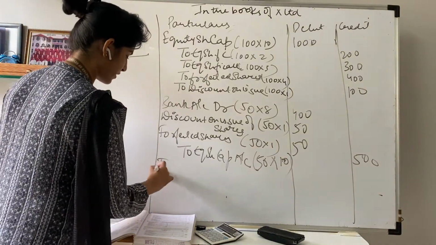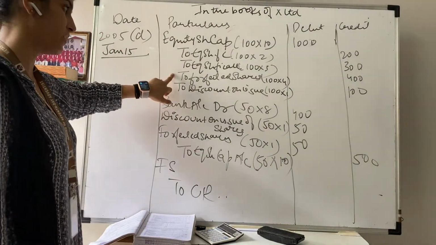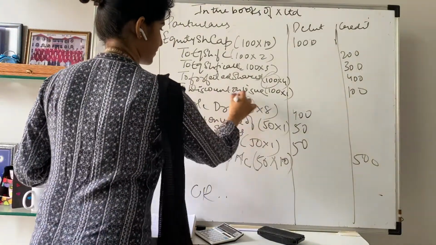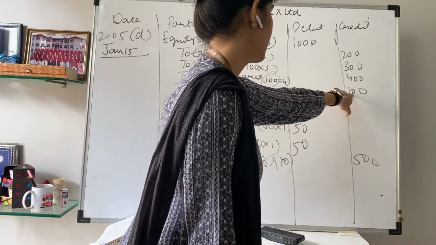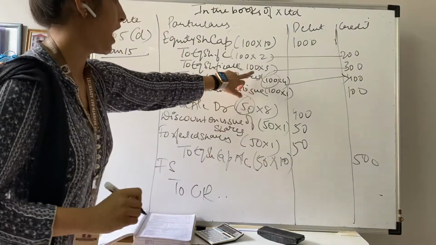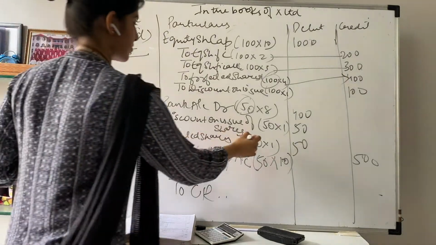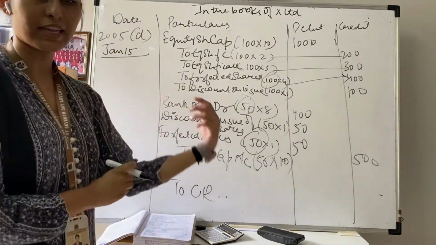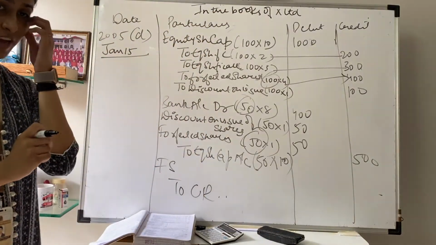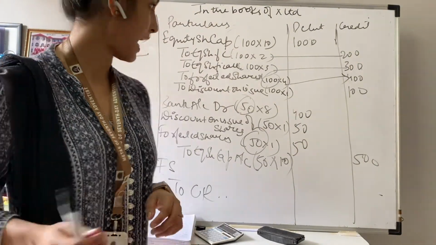So the entry will be forfeited shares to capital reserve. Now again, here for forfeited shares, your amount for reissue is 100. This is 50. 100. I'm so sorry. This is 200. This is 300. Okay, this is correct. 400. 100 and 50. So there is a difference. And forfeited shares amount is also given. Try calculating the capital reserve, please. Try calculating it. Yes. Answer is 150. Yes.